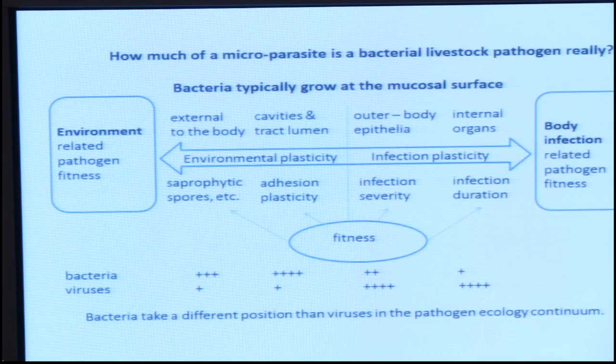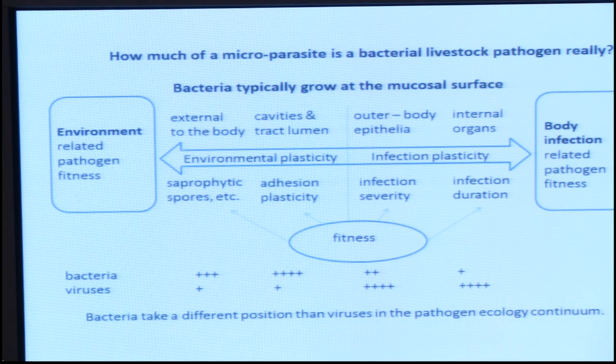Let's pull the viruses and bacteria together. If we take a pathogen ecological continuum that runs from environment-related pathogen fitness all the way to body infection-related pathogen fitness, we have to the far right, of course, the persistent specialist viruses that do display infection plasticity, but in the form of adjustment of infection duration. The more generalist viruses are capable of adjusting infection severity.